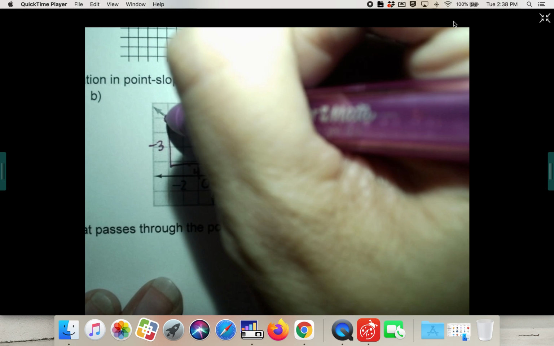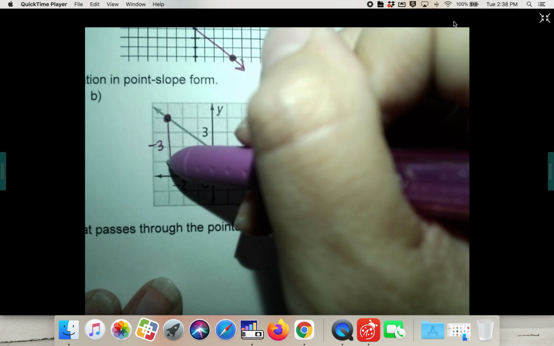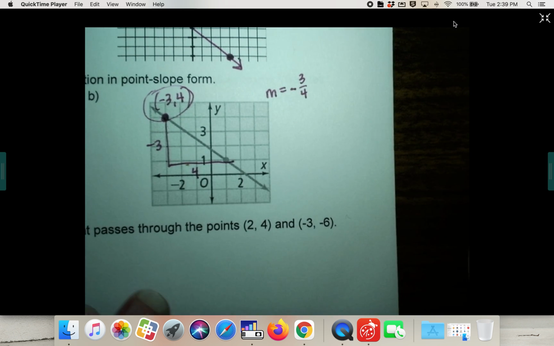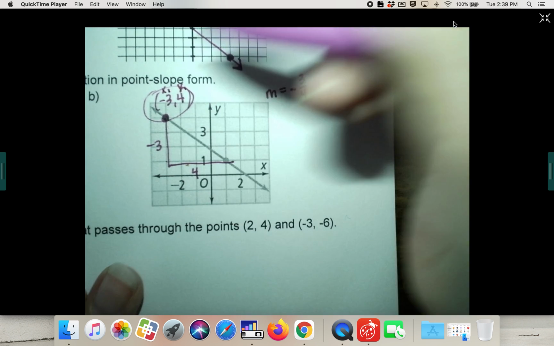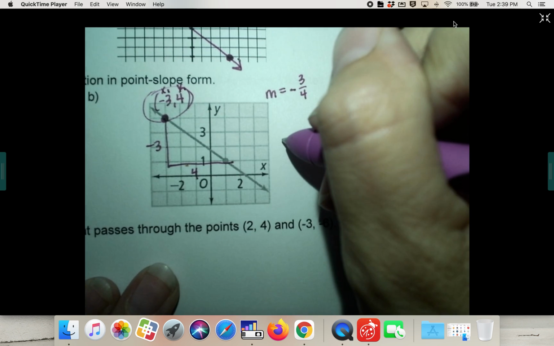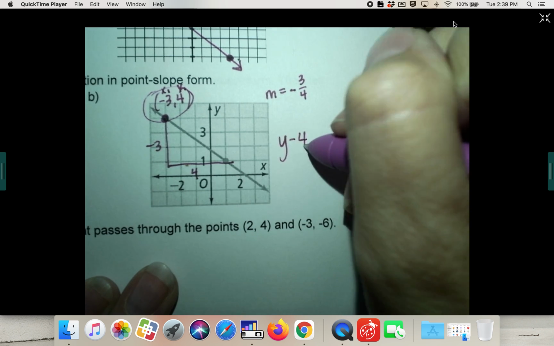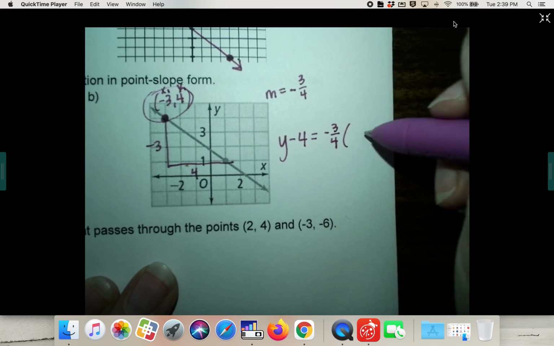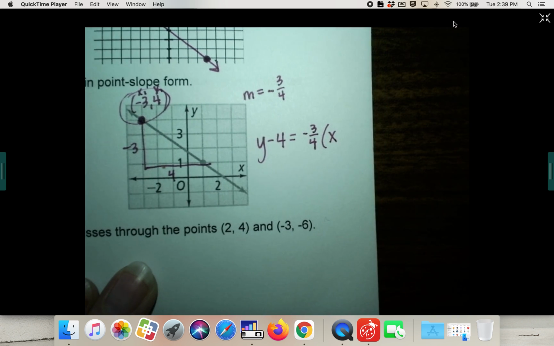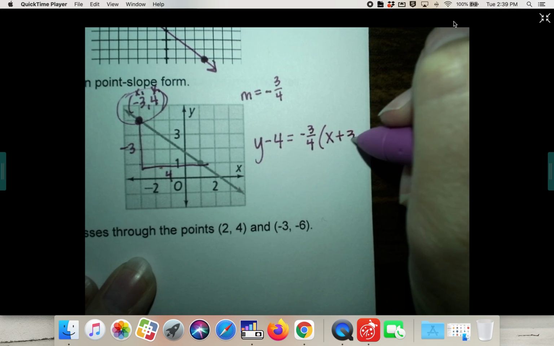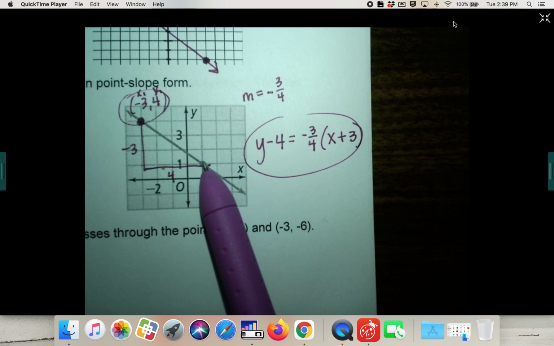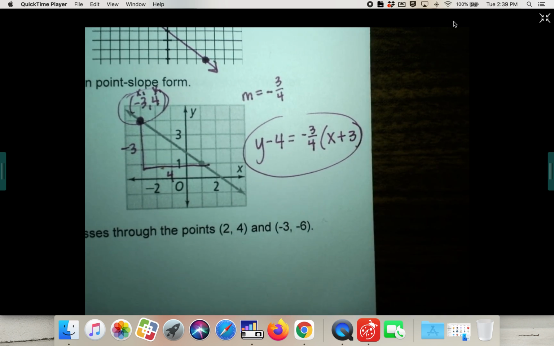My first dot that I'm looking at is -1, 2, 3, 1, 2, 3, 4, -3, +4 is the first point I saw. So that is my x1, y1 that I'm going to use for this formula. So here we go. Y minus 4 equals -3/4 times the quantity x, that would be minus -3, so it's going to be +3. Okay, and again, you could have used this point, which was 1, 1, which actually may have been easier, but that's okay.